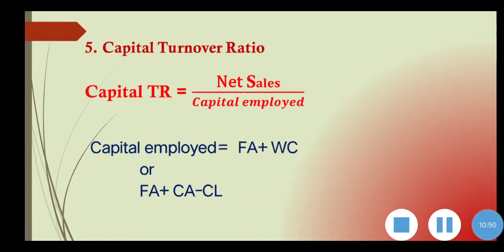The fifth turnover ratio is capital turnover ratio. Capital turnover ratio equals net sales by capital employed. Here capital employed means fixed assets plus working capital. In our first classes we discussed what is meant by capital employed and how we can compute it. Capital employed is equal to fixed assets plus current assets minus current liabilities, or fixed assets plus working capital. That is one of the ways of computing capital employed. Anyway, capital turnover ratio shows how effectively a firm utilizes its capital for generating sales, right?